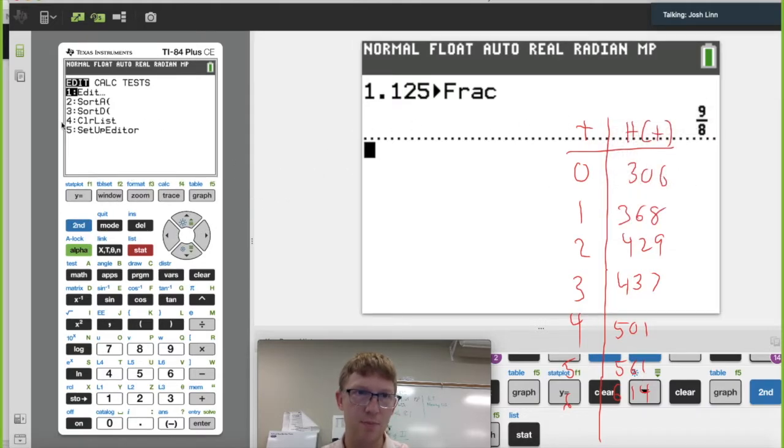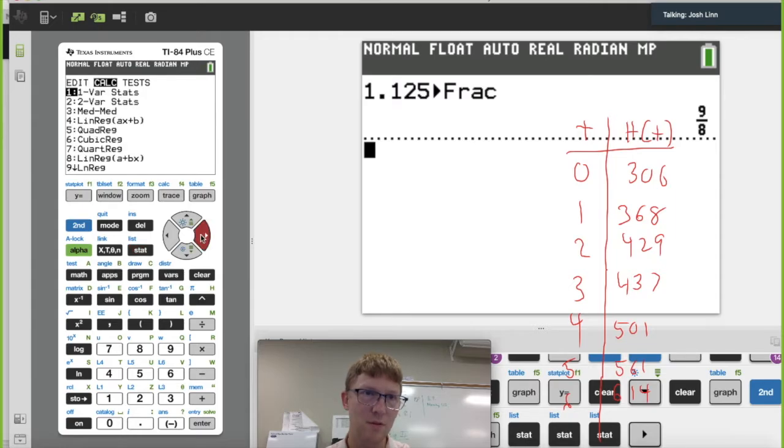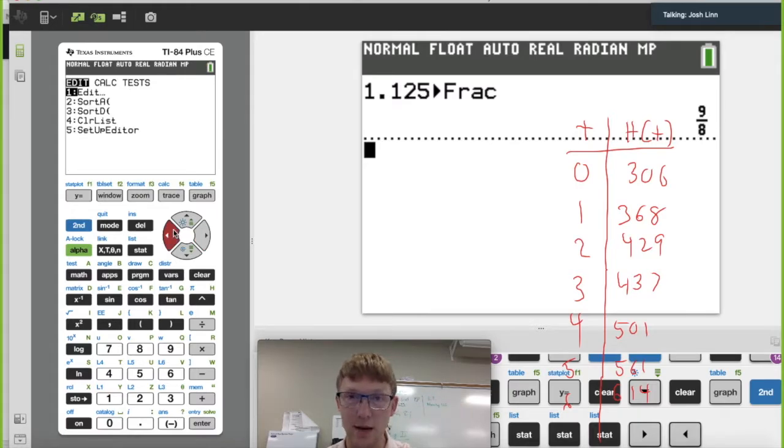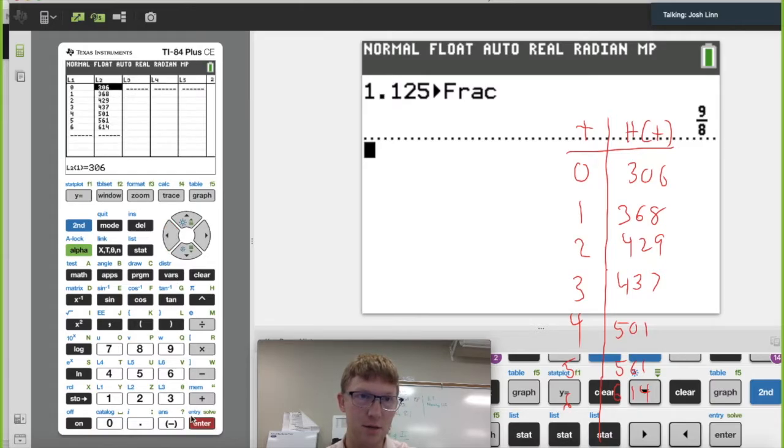So anyway, you're in this screen right here. What you can do using this statistics part, you can do a couple of different things. Here's where you're actually going to calculate your regression line or your exponential regression line. But first we have to enter our data in, right? So if you come here into edit, it's already highlighted, you're going to push enter.